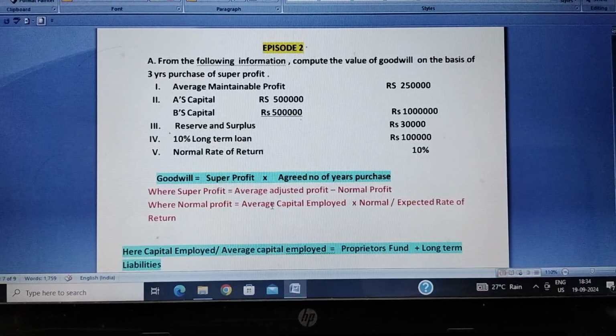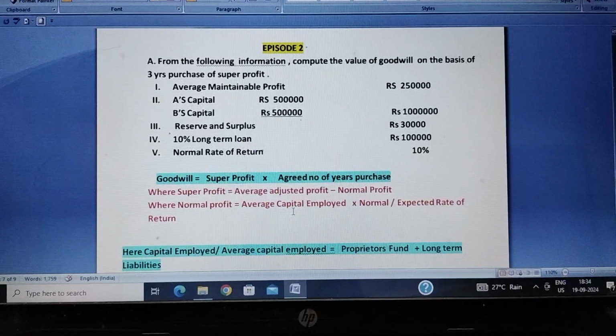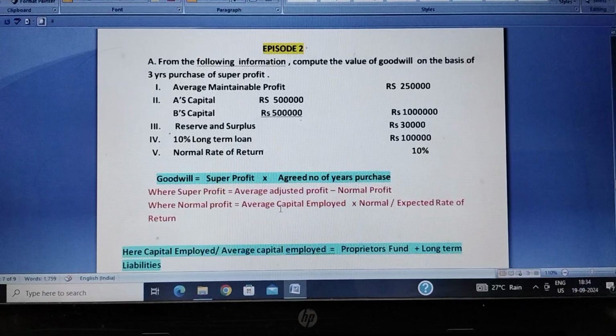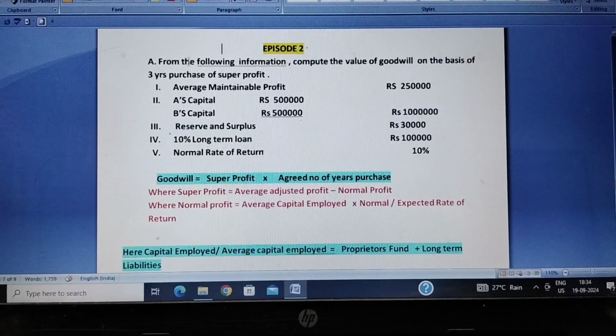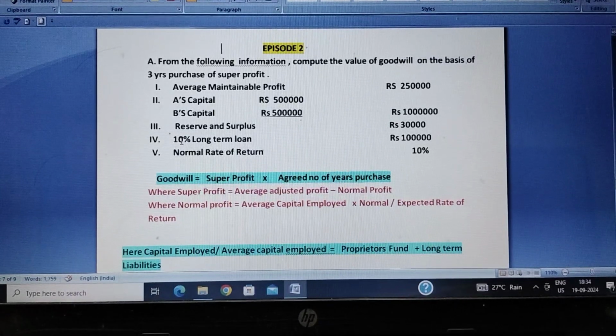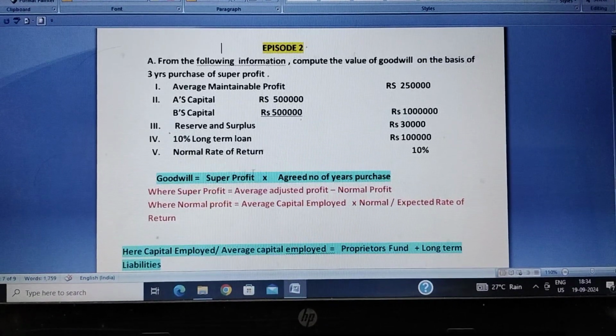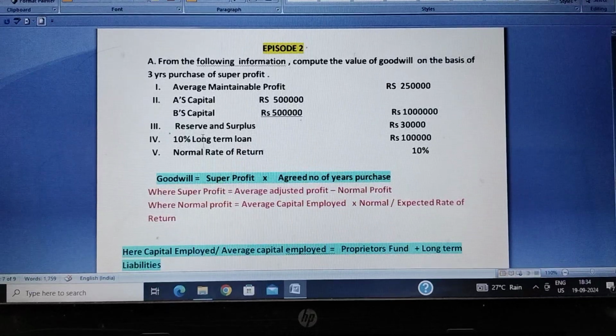Normal profit is obtained by multiplying average capital employed by the normal rate of return, but here average capital employed is not given. If average is not given, we can use capital employed, but capital employed is also missing. So nowhere is capital employed given. With the given information, as capital, reserve, long-term loan, we need to find out capital employed. So how can we find out capital employed?